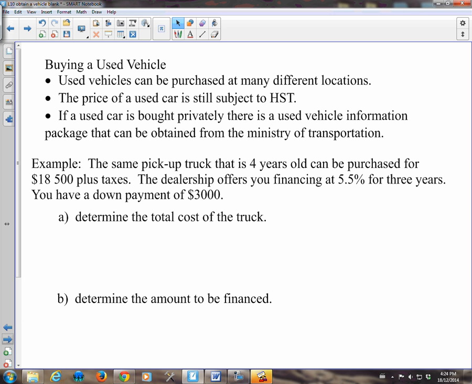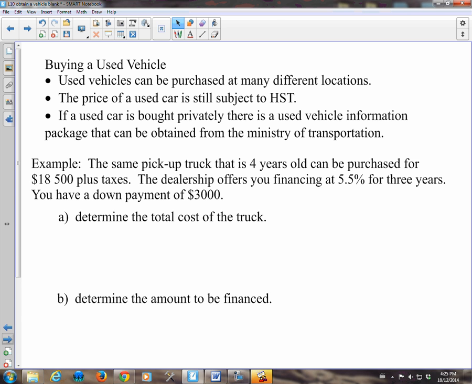If we buy a used vehicle, they can be purchased at many different spots. For the price of a used car, you still have to pay HST, you still have to pay tax on it. If a used car is bought privately, there's a vehicle information package that you have to get from the Ministry of Transportation that the seller would have to provide for you. So for example, the same pickup truck that is 4 years old can be purchased for $18,500 plus tax. The dealership offers you financing at 5.5% for 3 years. You have a down payment of $3,000.